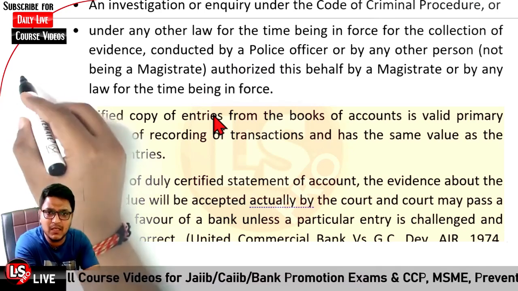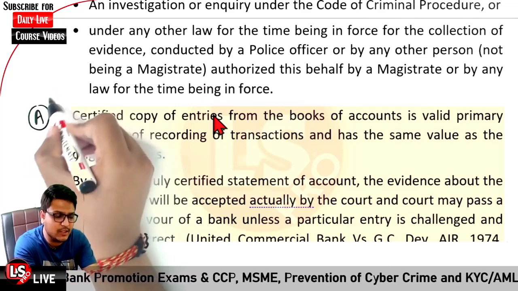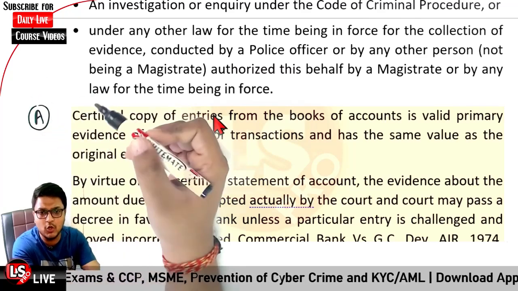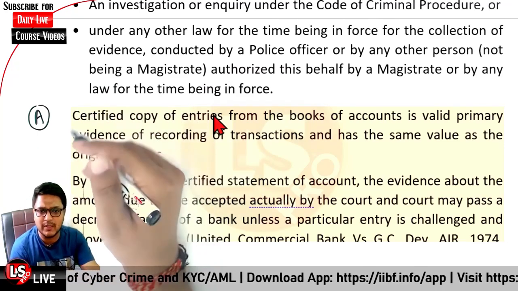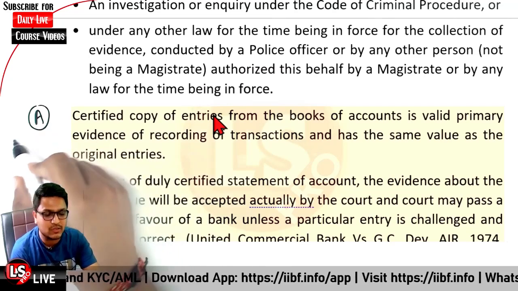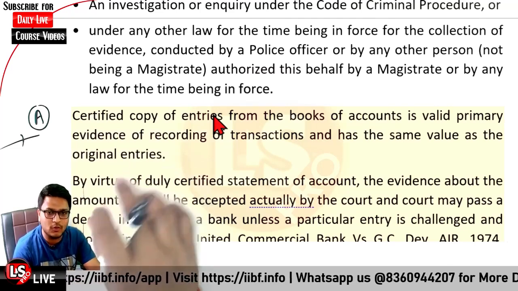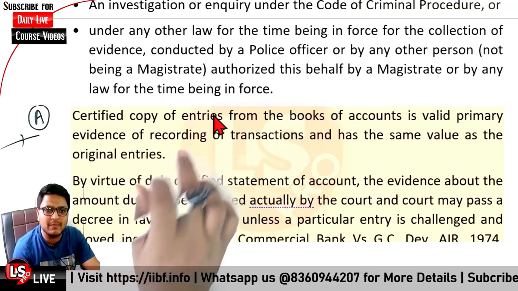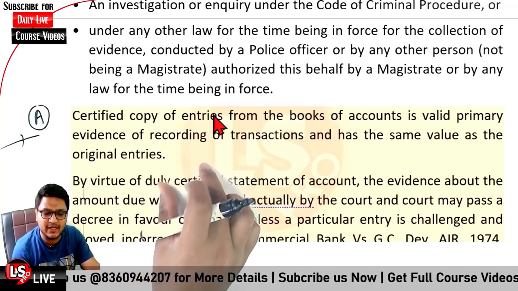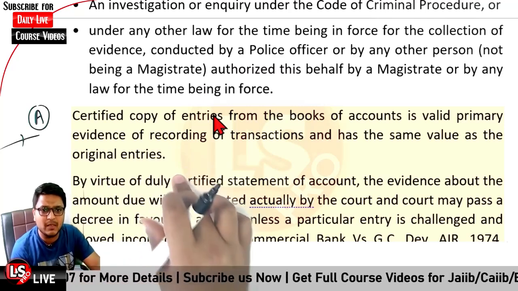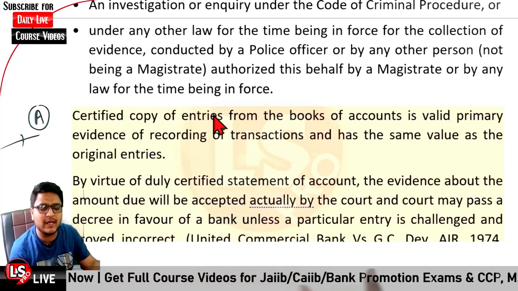What does it mean? It means if a bank has sued person A that there is a due amount against person A, in that case the bank may need to produce the documents in the same regard. If a certified copy is placed before the court, that would be considered a primary evidence, and based upon that primary evidence, the court may basically pass a decree in favor of the bank unless a particular entry is challenged.